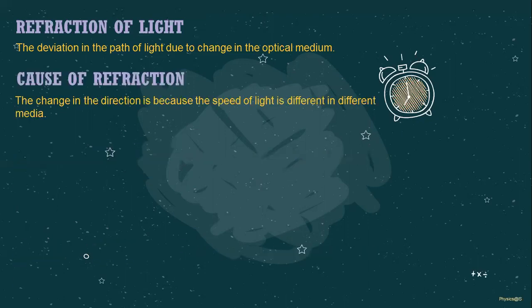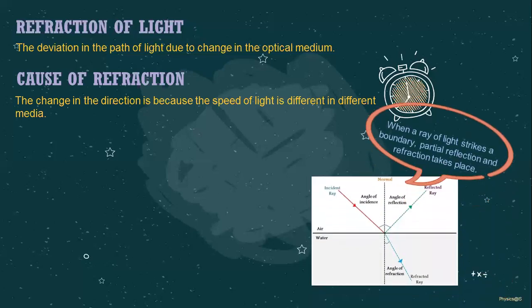The cause of refraction of light is that the speed of light is different in different media. In air, we know that the speed of light is 3 into 10 raised to the power 8 meter per second, which is maximum. As the light enters different media, say glass or water, its speed changes. And as its speed changes, its path changes, and hence refraction occurs.